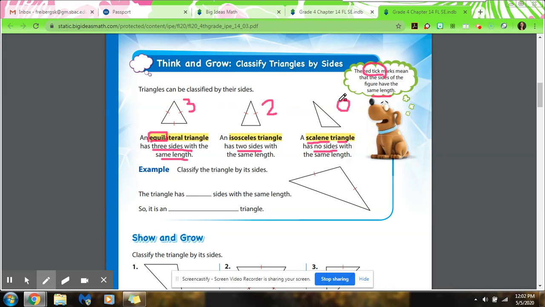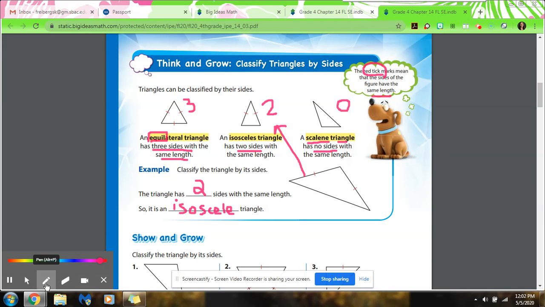Let's go ahead and take a look at this practice problem we have down here. It says, classify the triangle by its sides. Well, I can see that there's 2 tick marks. So when I look at the definitions, which one has 2 tick marks? It is going to be called an isosceles triangle. This triangle has two sides the same length, so we call that an isosceles triangle.